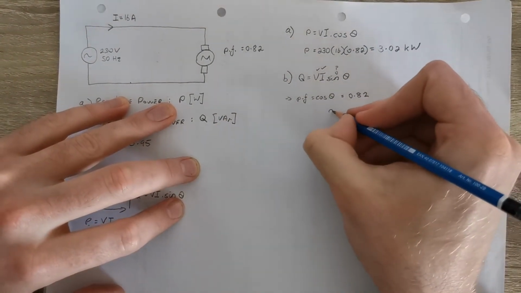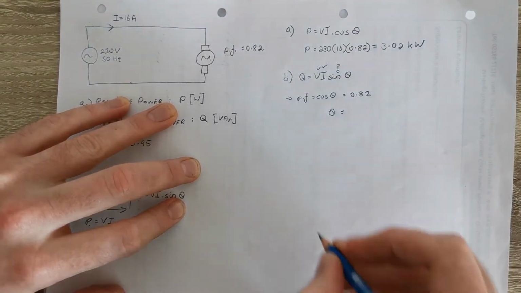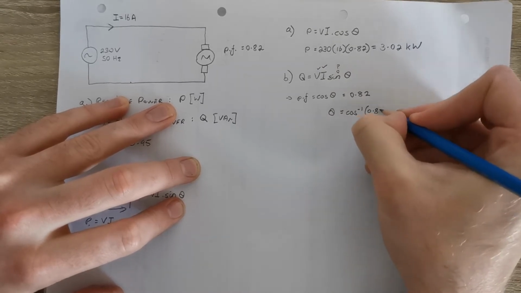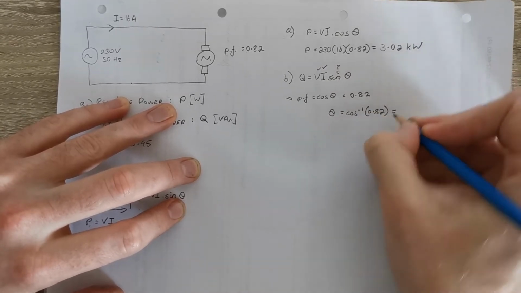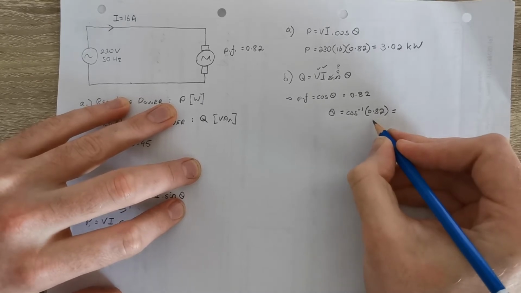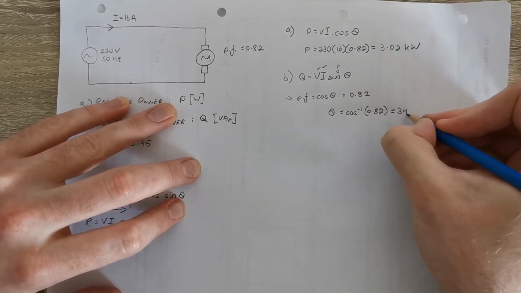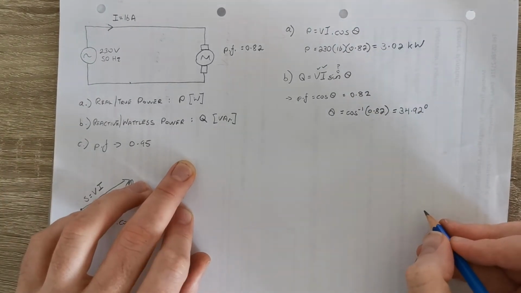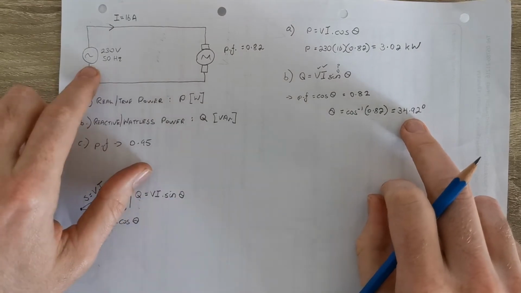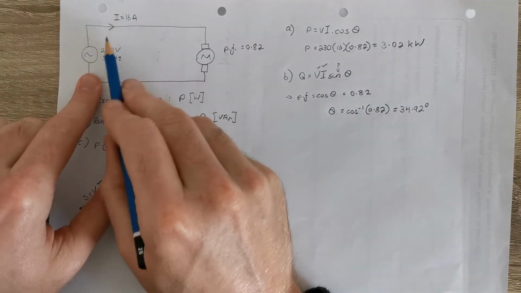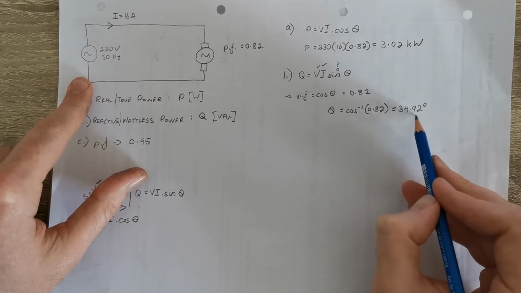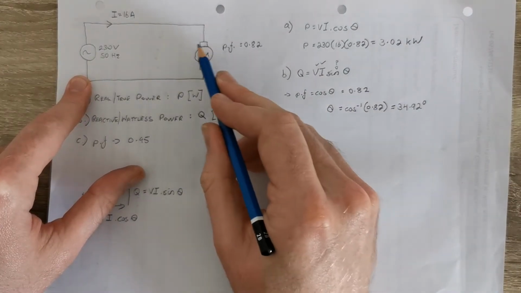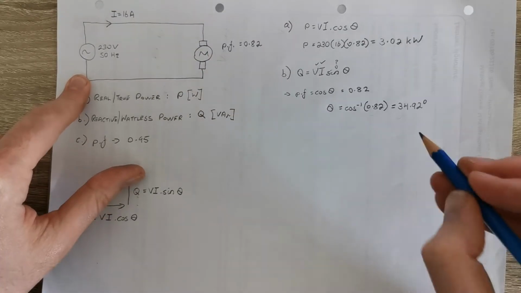Now we can work out the angle that this power factor relates to as the cos inverse of 0.82, and that comes out at 34.92 degrees. So what that tells us is that the current is lagging behind the voltage by 34.92 degrees. And the reason I say lagging is because we have a motor, which will be an inductive load.